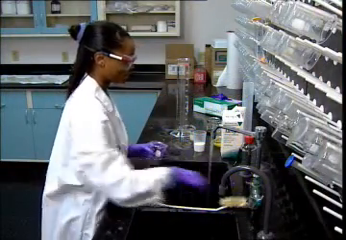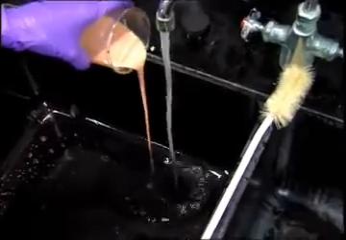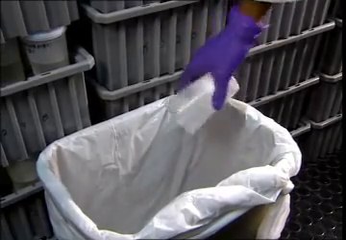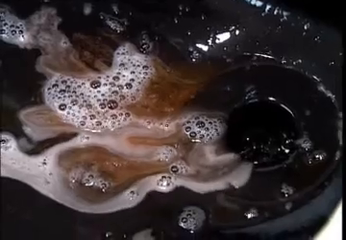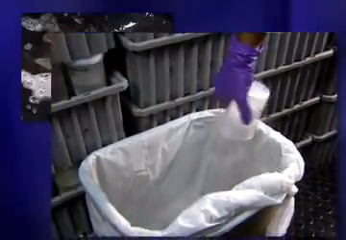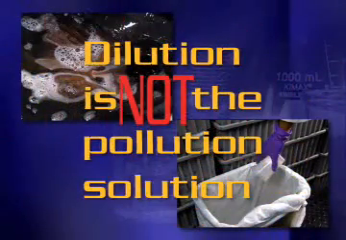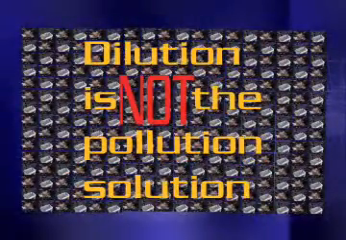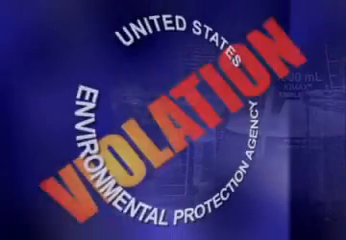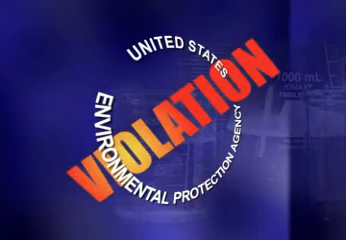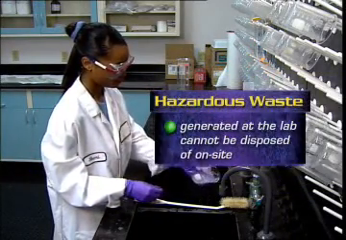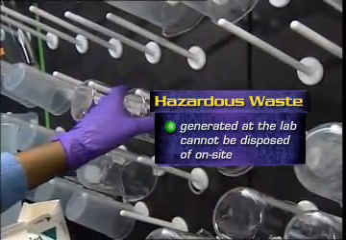You might think that flushing a waste down the drain dilutes it, so that it's no longer hazardous, or that throwing just a little hazardous waste in with all the other trash would be safe enough. Well, certainly flushing down the drain will dilute a waste, and a half cup of waste is just a speck in the world of trash. But they say dilution is not the pollution solution, because every dose, diluted or not, adds more pollution to the environment. And that's why improper disposal on-site is illegal. The first rule of hazardous waste management is that hazardous waste generated at the lab cannot be disposed of on-site.